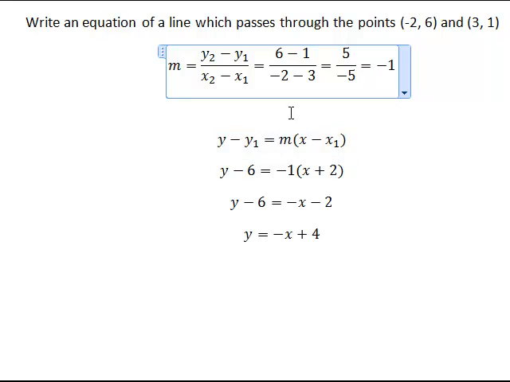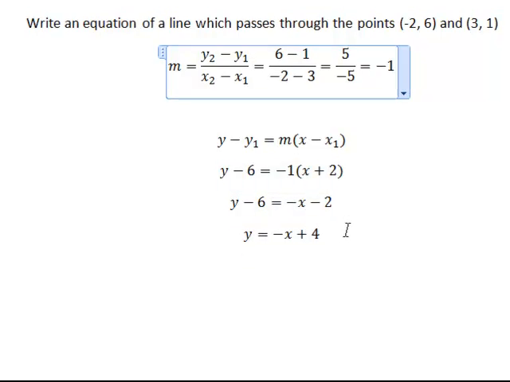I'm going to plug in again into my point slope form. y minus y1 equals m times x minus x1. I'm going to get y minus 6 is -1 times x plus 2. And when I finally reduce, I'm going to get y equals -x plus 4.